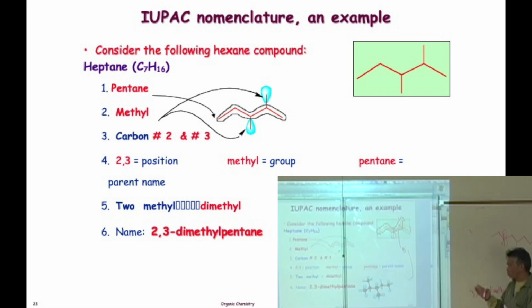Next time you see your drug formula, the one that the pharmacists give you, and you start seeing structures like this, you will understand exactly what these mean. These lines mean carbon. Hydrogens are implied. These are functional groups.